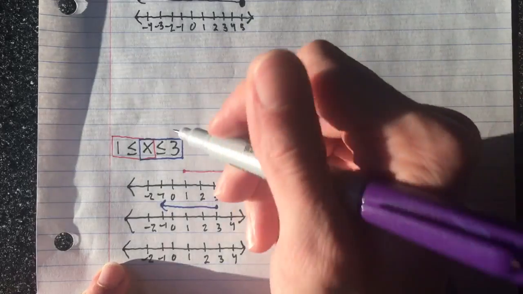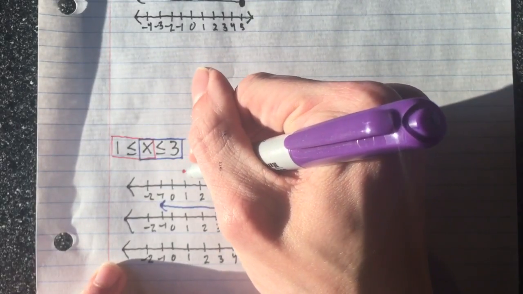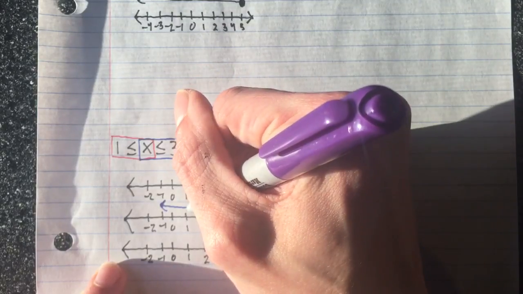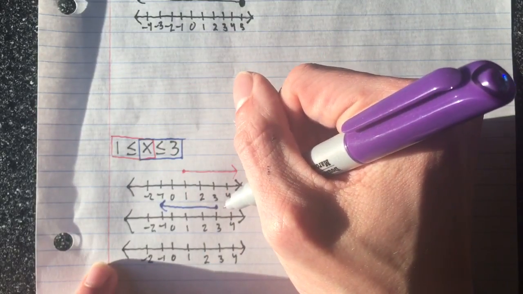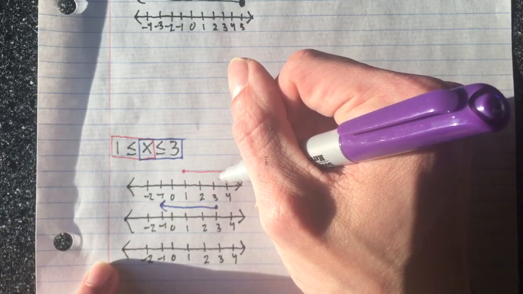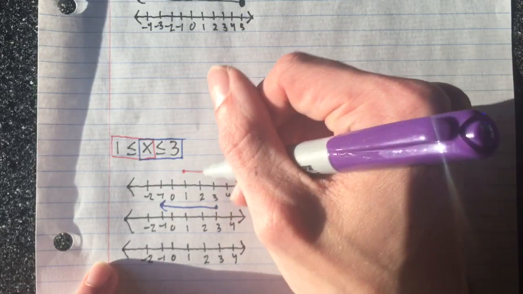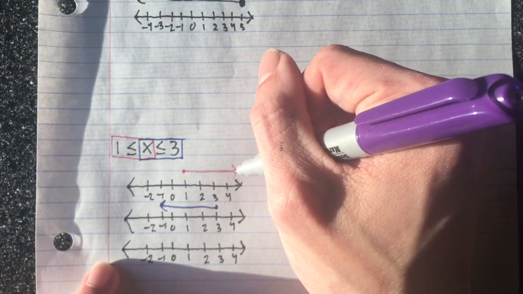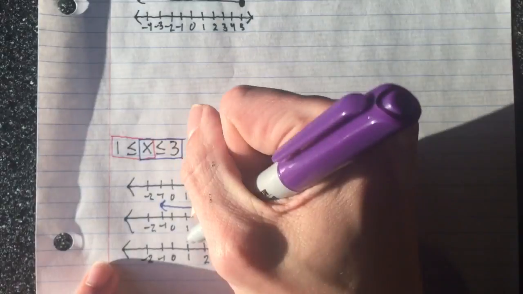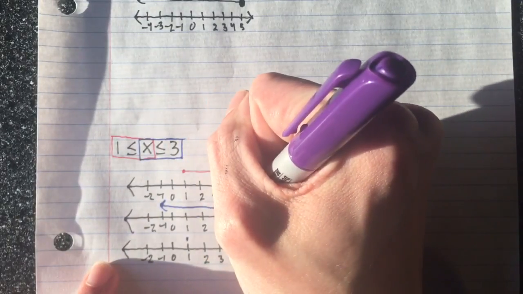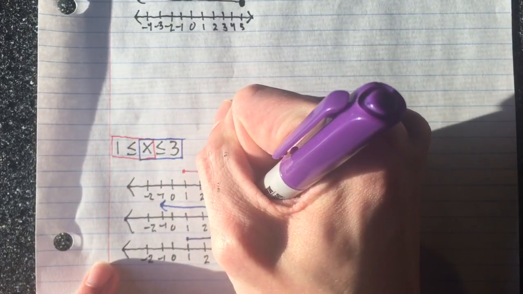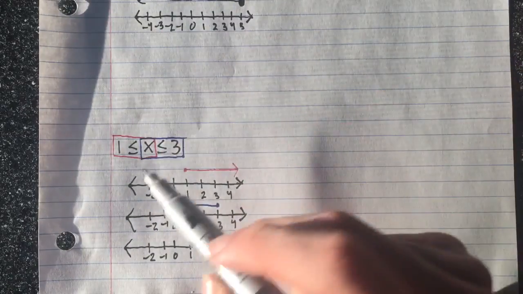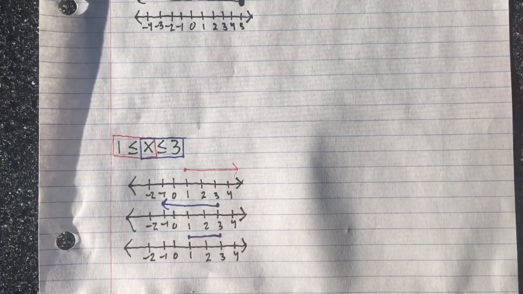So you can see how 1, if x equals 1, it's a part of the red line and it's a part of the blue line. If x equals 3, it's a part of the blue line and it's also part of the red line. And if it's anywhere in between there, if x equals 2, say, it's also a part of both lines. But if x equals 4, it's a part of the red line, but not a part of the blue line. So our final solution is going to be a line segment from 1 to 3. That'll include all the points that are a part of both halves of this compound inequality.